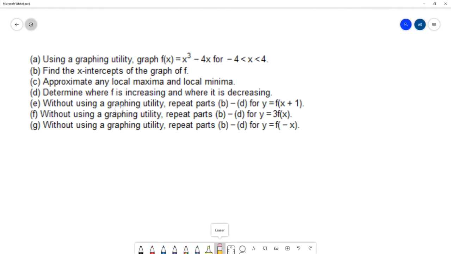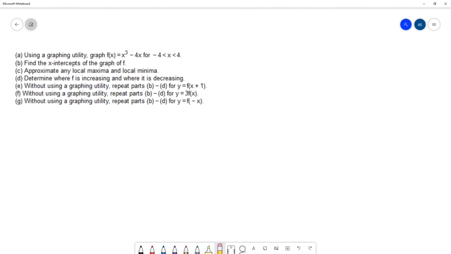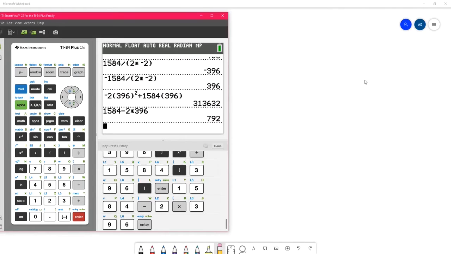And without using a graphing utility, repeat this for y equals f of x plus 1, y equals 3f of x, and y equals f of negative x. So in my graphing calculator, I'm going to zoom out a little bit, and let's pull up the graphing calculator.